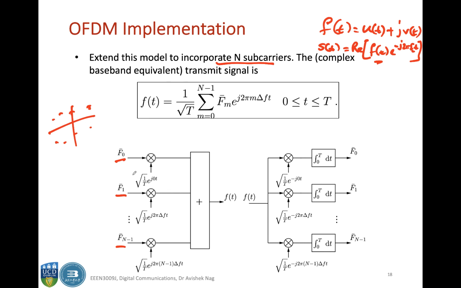Okay, and each of them is modulated by a subcarrier, and these subcarriers are delta f apart. So this is, let's say, 0, this is 2 pi delta f, so up to 2 pi (N minus 1) delta f. So there are N subcarriers, and then you are adding them all together to generate f(t). So you can write f(t) as this.